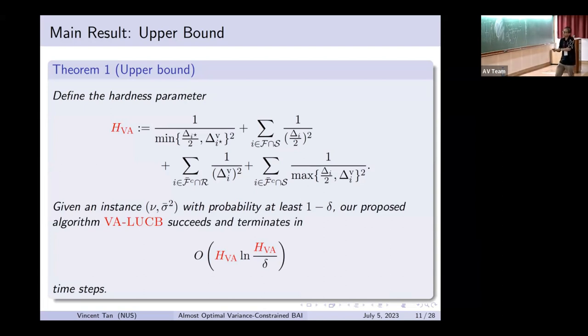And the idea here is the following. The result is the following. Given an instance nu, which is a set of n distributions, and a permissible upper bound, with probability at least 1 minus delta, our proposed algorithm, which I have not told you about, succeeds and terminates in this number of time steps. So that is the expected stopping time of the particular algorithm.